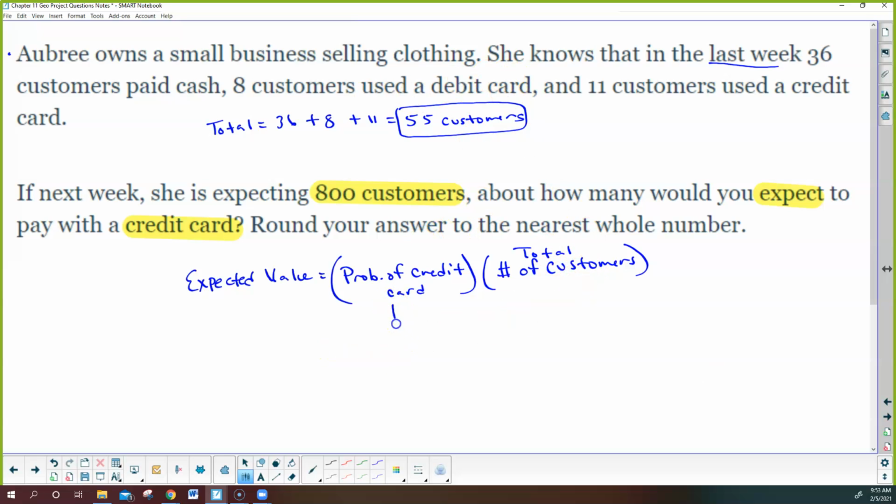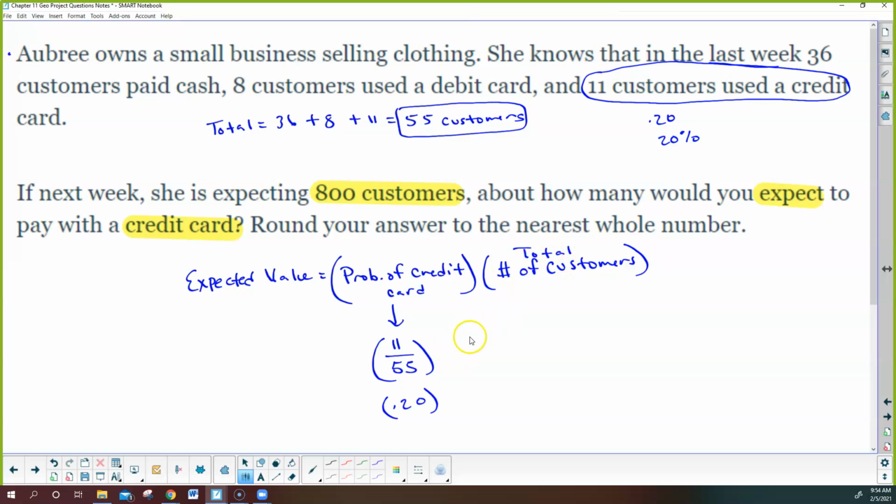Well, I need to figure out what is the probability of getting a credit card. We need to use the data from last week. 11 customers used credit cards. 11 out of how many total? 55. So 11 out of 55, which by the way, if I do 11 divided by 55, that is 0.20 or 20%. So we have 0.20 or 20% of our customers using credit cards.